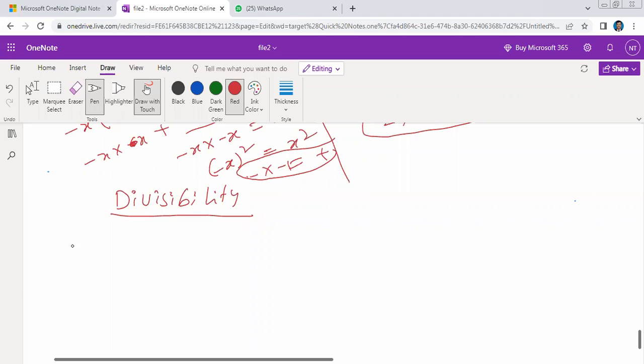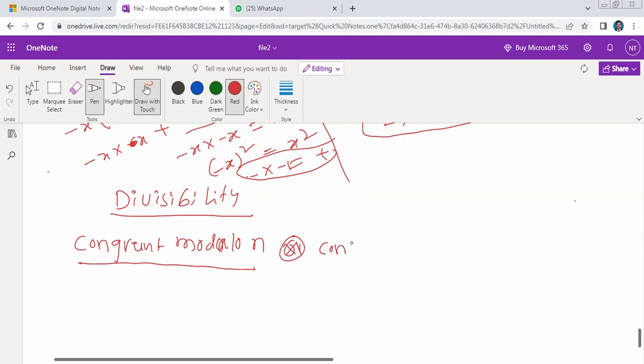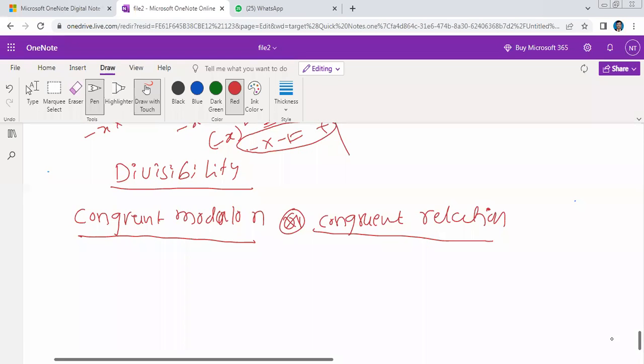ఈ డివిజబిలిటీలో మనకి ఎక్కువ ఉపయోగపడేది కాంగ్రుయెన్స్ మాడులో n. దీన్ని ఏమంటామంటే కాంగ్రుయెన్స్ రిలేషన్ అంటారండి. ఇది చాలా కేర్ఫుల్ గా ఉండాలండి. ఇక్కడ మనకు దీంట్లో చాలా ప్రాపర్టీస్ వస్తాయి.